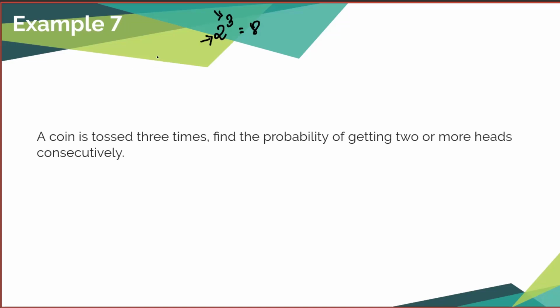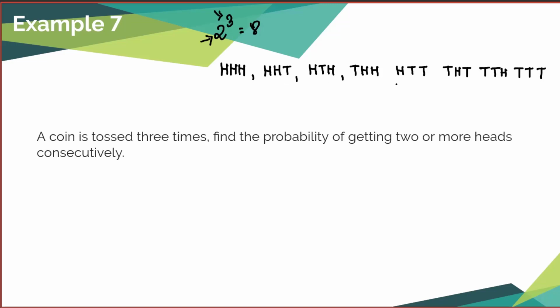And what will be the outcomes? The outcomes will be head, head, head; head, head, tail; head, tail, head; tail, head, head; head, tail, tail; tail, head, tail; tail, tail, head; and tail, tail, tail. These are the 8 possible outcomes when you toss 3 coins. So this is our sample space.